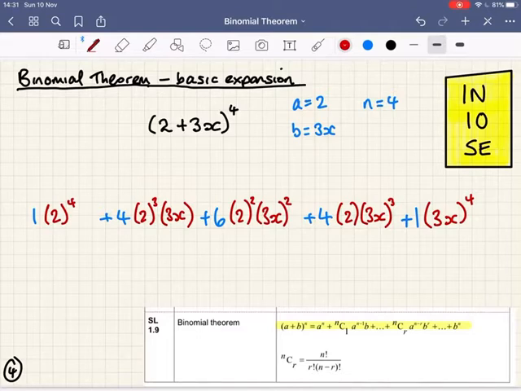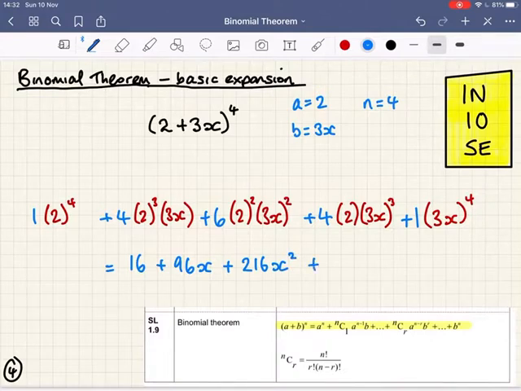2 to the power of 4 is 16. And then I've got 3 times 2 to the power of 3, 3 times 8, and then times 4. And that gives me 96. So I've got 96x. Third term, 3 squared 9 times 2 squared 4. 9 times 4, 36 times 6 is 216. And this time it's x squared.